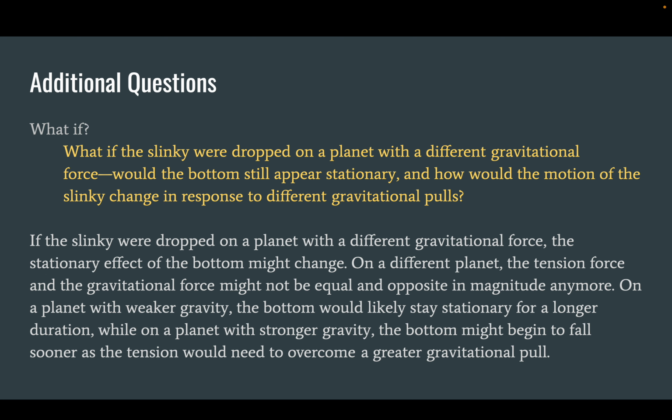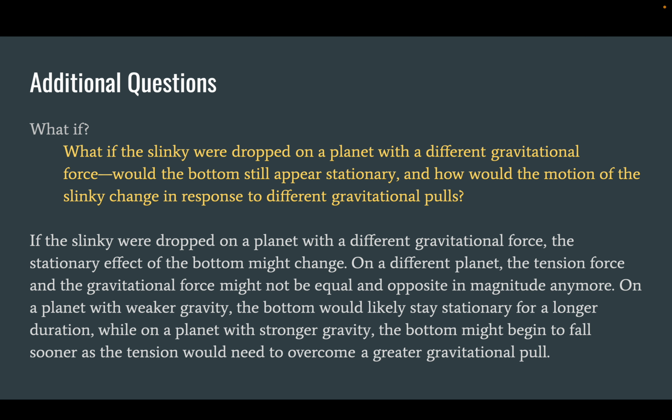Next was the what if question. What if the slinky were dropped on a planet with a different gravitational force? Would the bottom still appear stationary, and how would the motion of the slinky change in response to different gravitational pulls? To answer this, I said that if the slinky were dropped on a planet with a different gravitational force, the stationary effect of the bottom might change.